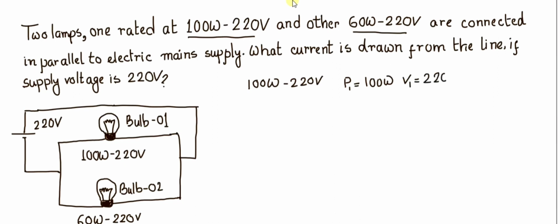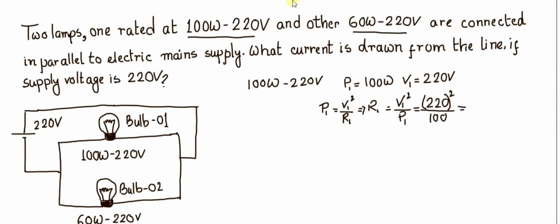So what is the expression of the power? P equals V1 square divided by R1. Now what is R1? R1 is equal to V1 square divided by P1. And R1 is the resistance of the filament of bulb 1. I am putting the values: V1 is 220 whole square, P1 is 100.